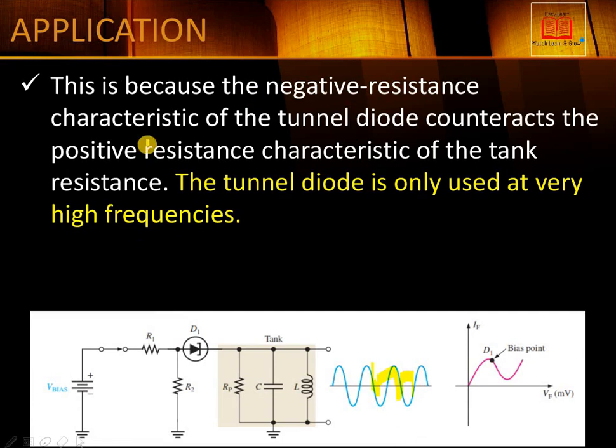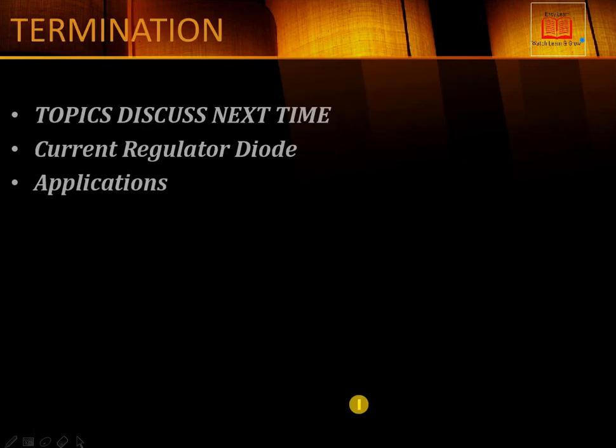This is because the negative resistance characteristic of the tunnel diode counteracts the positive resistance characteristic of the tank resistance. The tunnel diode is only used at very high frequencies. The main thing is you have to remain in this region. If you go into this region, then it will act as a normal diode and it will have no effect on the circuit. To connect, this is the diagram: you have to connect this tunnel diode in series, and there are two limiting resistances as well, and this is the topic discussed next time.